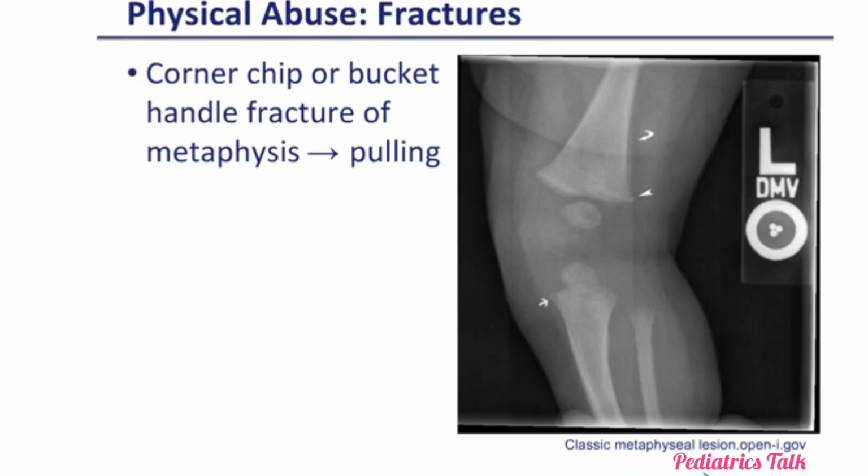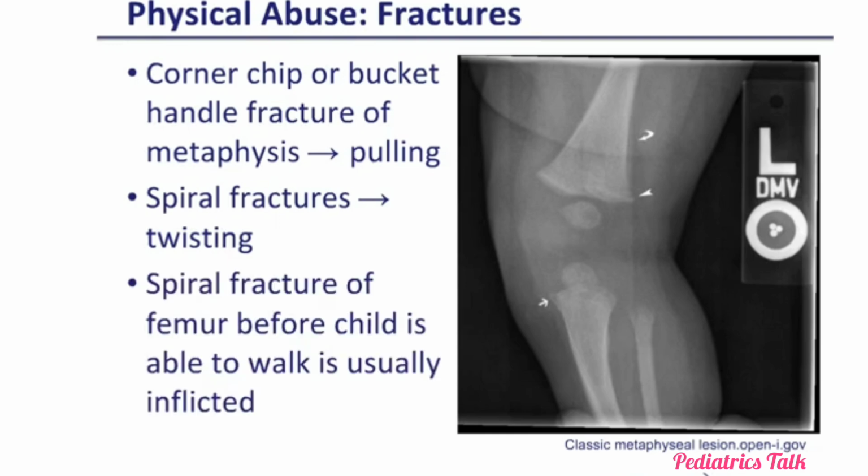Examples are corner, chip, or bucket handle fracture of the metaphyses. This often can occur because of pulling the arm. Spiral fractures of an extremity occur because of twisting, and particularly a spiral fracture of the femur before a child is able to walk is usually an inflicted injury. But it's very important with respect to fractures, most importantly, to note the possibility of multiple fractures in different stages of healing. And the only way, particularly in younger children, to do this would be to get a skeletal survey.